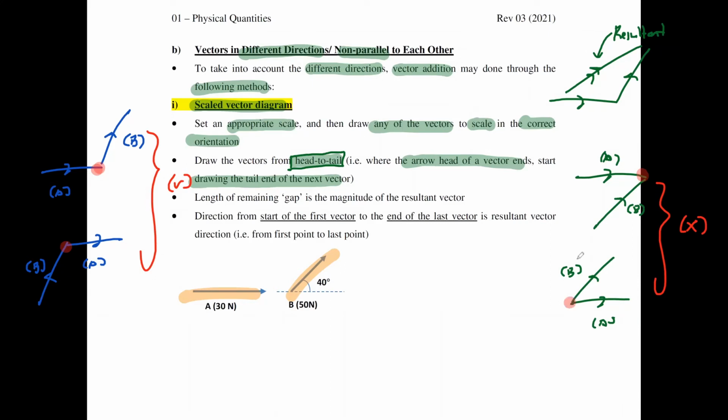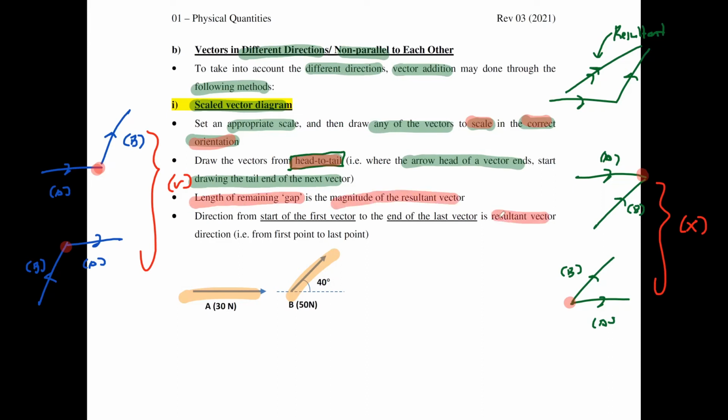The start of vector A is the start of vector B. So it's important to draw the vectors from head to tail before you can proceed any further. Once you have done the drawing from head to tail in the correct scale and correct orientation, the length of the remaining gap that you see is the magnitude of the resultant vector.